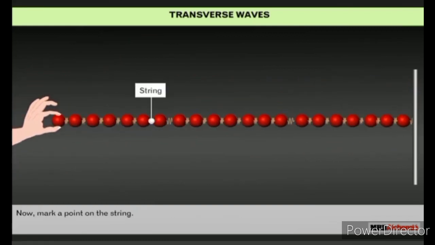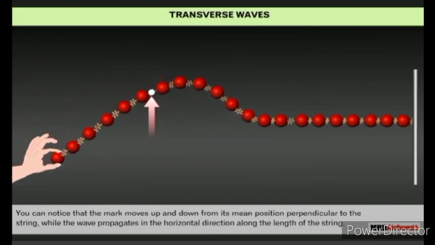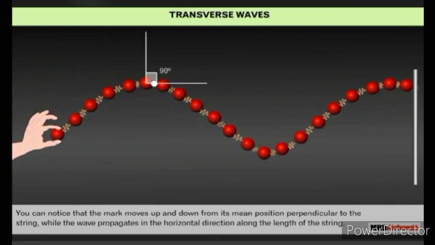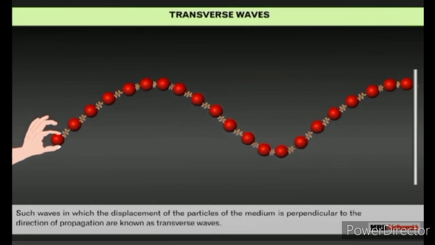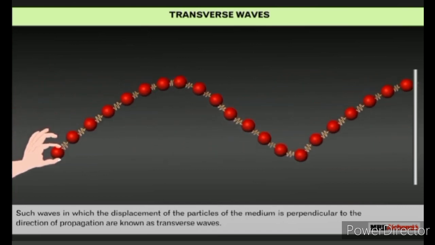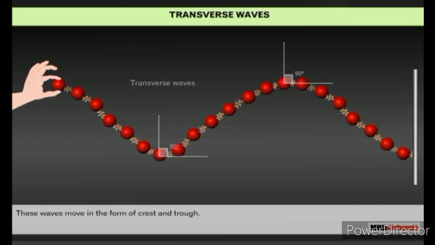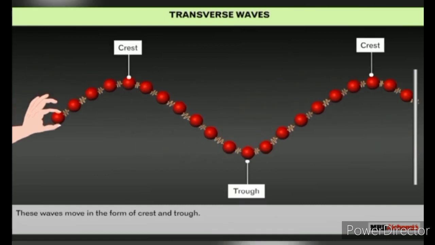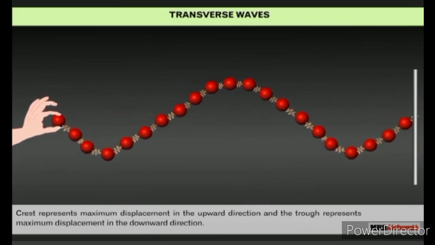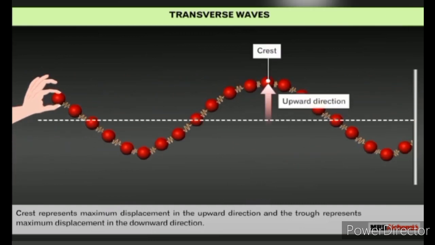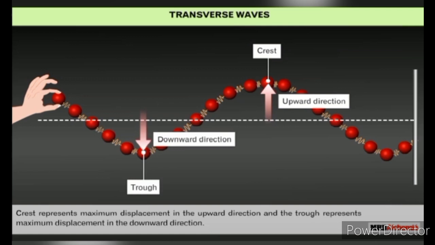Now mark a point on the string. You can notice that the mark moves up and down from its mean position perpendicular to the string, while the wave propagates in the horizontal direction along the length of the string. Such waves in which the displacement of the particles of the medium is perpendicular to the direction of propagation are known as transverse waves. These waves move in the form of crest and trough. Crest represents maximum displacement in the upward direction, and the trough represents maximum displacement in the downward direction.